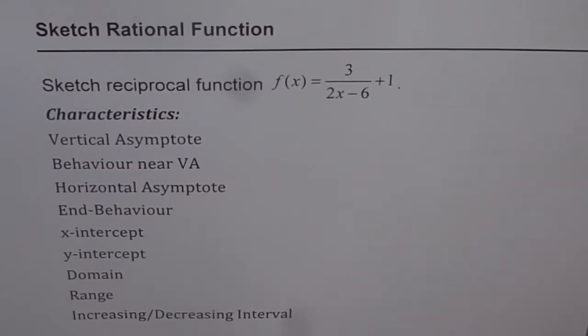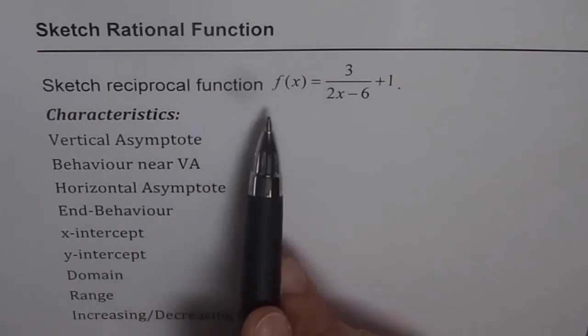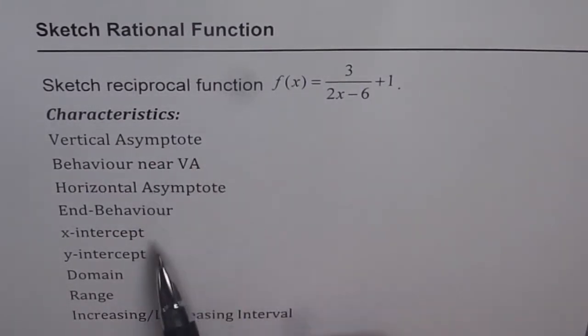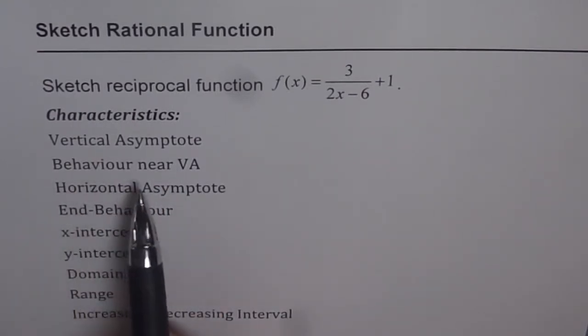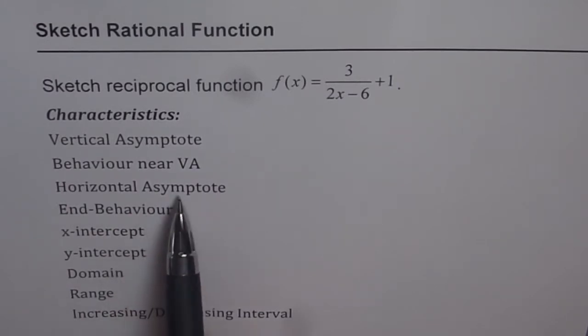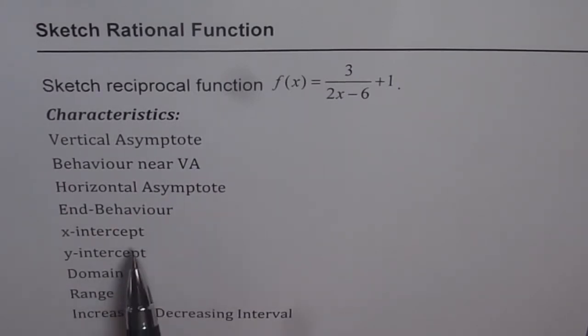Sketch rational function. We'll learn the steps which we should incorporate for sketching any rational function. Example: sketch the rational function f of x equals 3 divided by 2x minus 6, plus 1. Now the characteristics which we are going to look into are vertical asymptotes, behavior near the vertical asymptotes, horizontal asymptotes, and behavior near the horizontal asymptote, x-intercept, y-intercept, domain, range, and increasing and decreasing intervals.